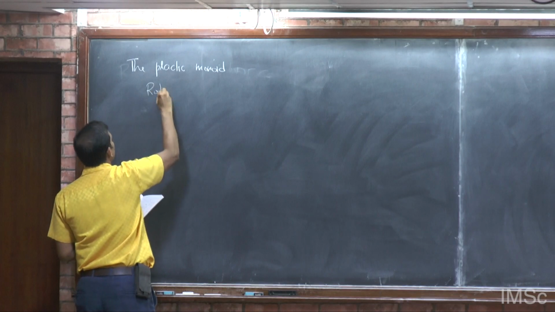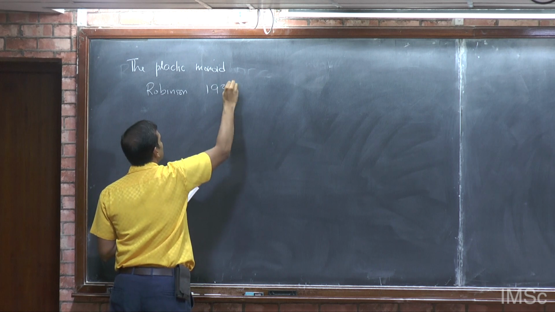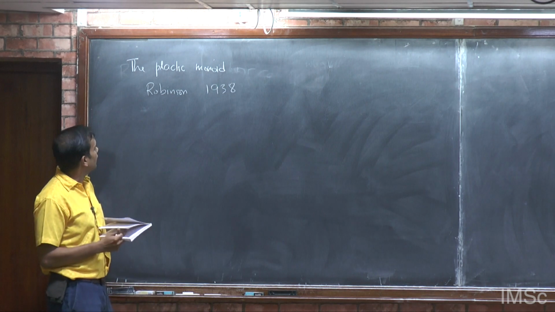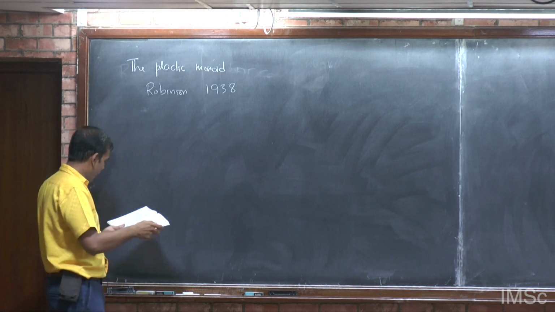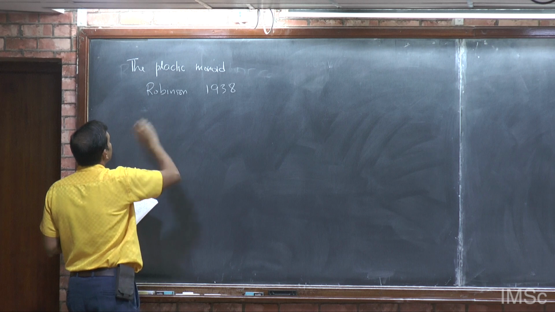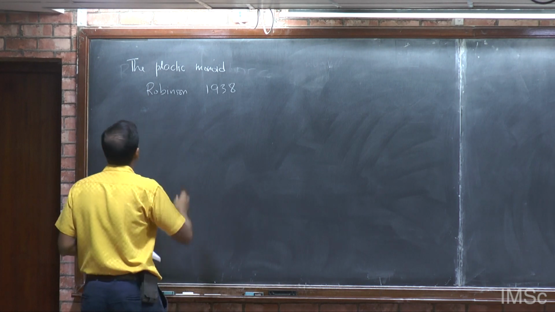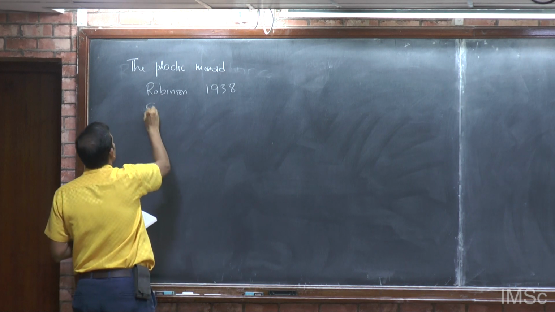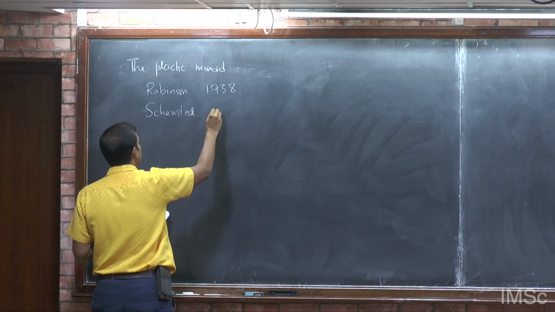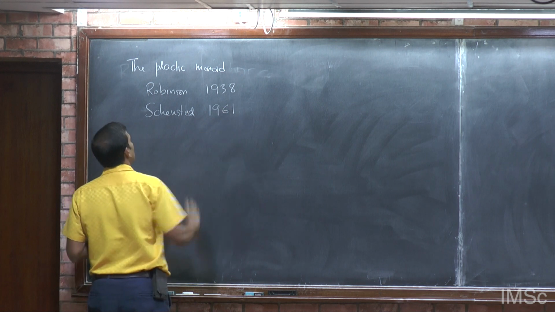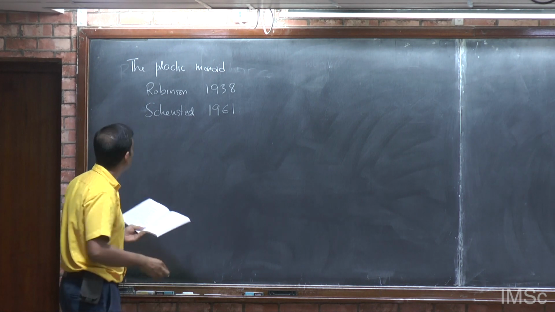So, some of the notable papers on this: there is a paper by Robinson in 1938, where he claims to give a proof of the Littlewood-Richardson rule. And in this he basically introduces some operators and some correspondences. Schensted has a paper from 1961, and in this he introduces what is now called the Robinson-Schensted correspondence.